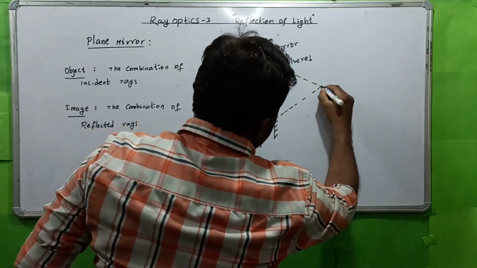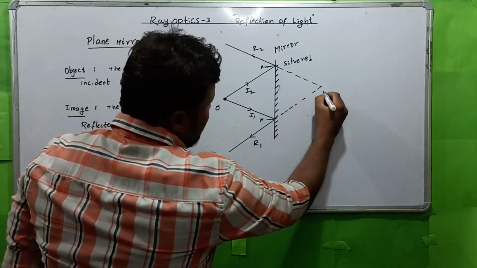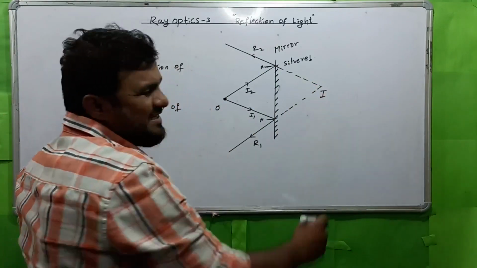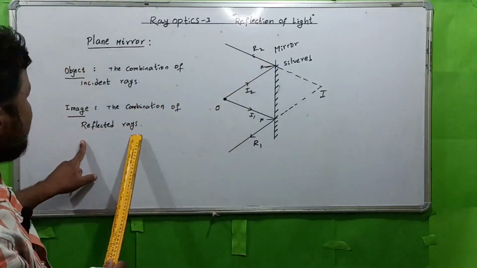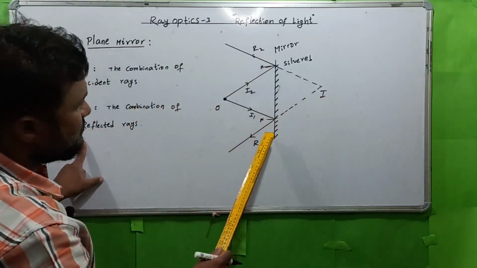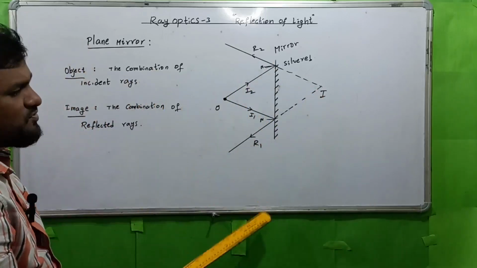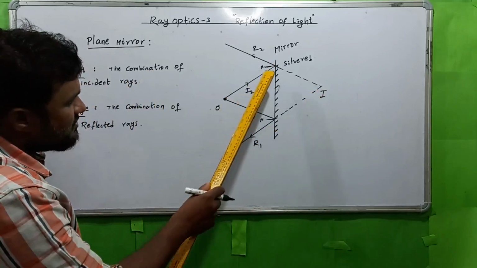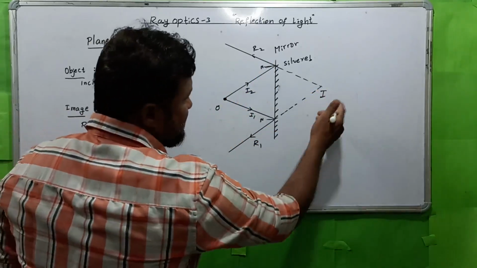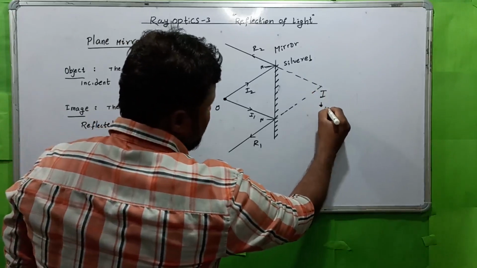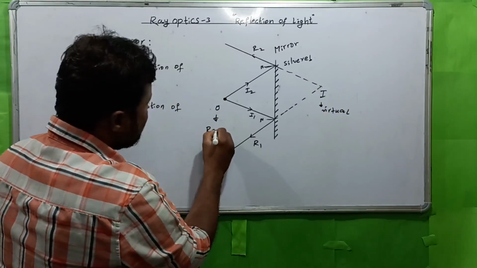The combination of reflected rays I got here. As a result, it will be treated as an image. The combination of reflected rays gives the image. This is the image, the combination of reflected rays. The combination of incident rays gives the object. In this situation, the image is considered to be a virtual image. The image is virtual, but the object is a real object.